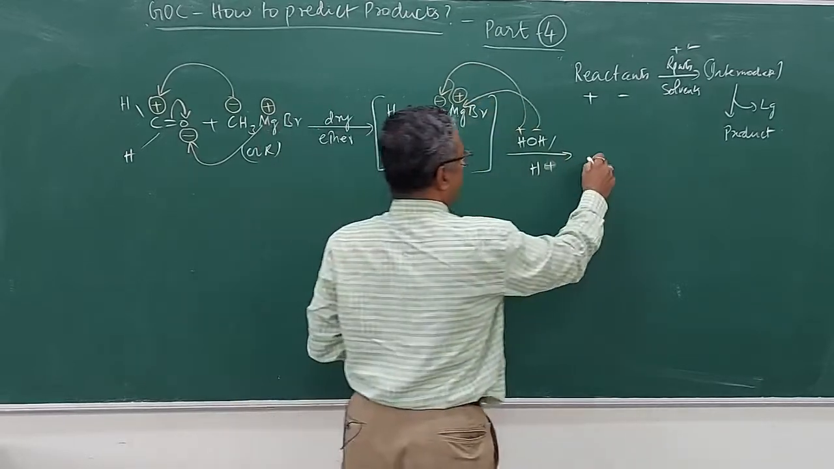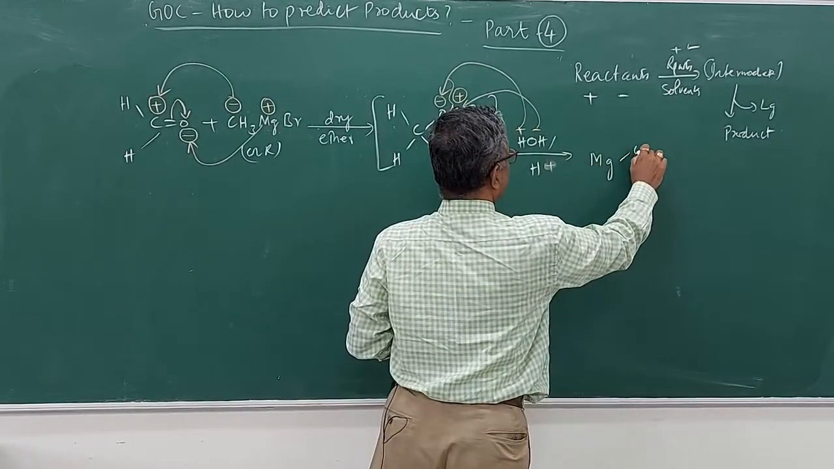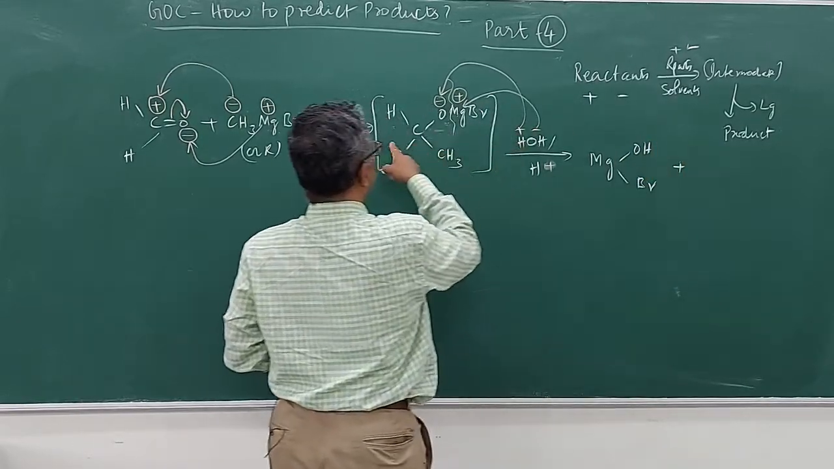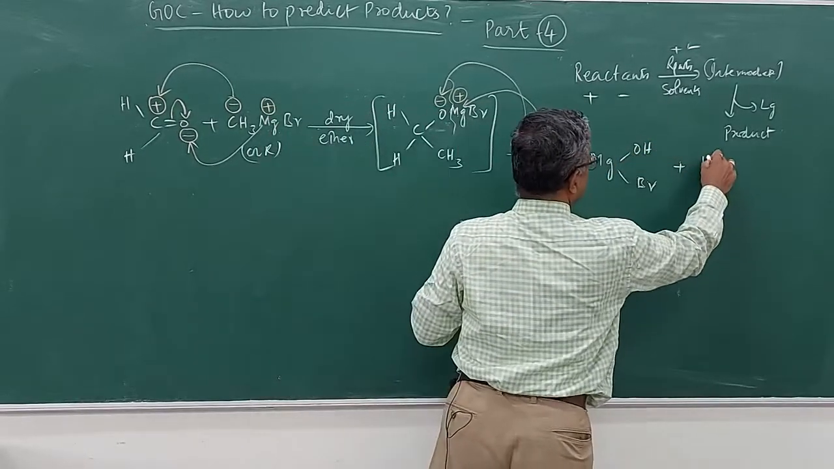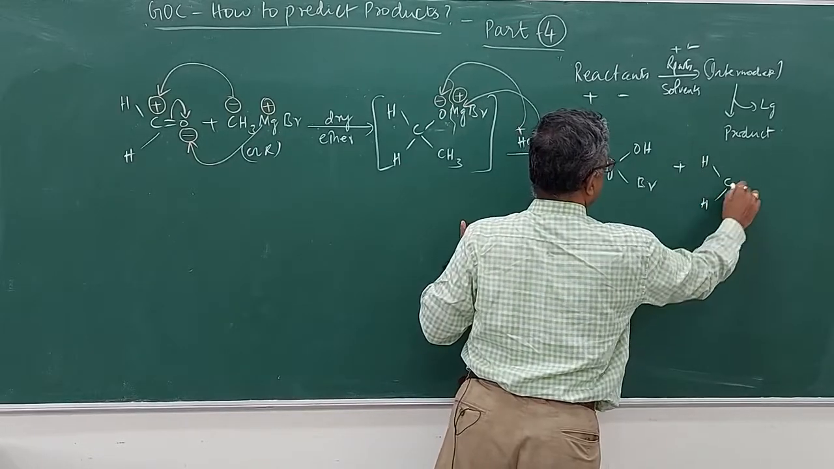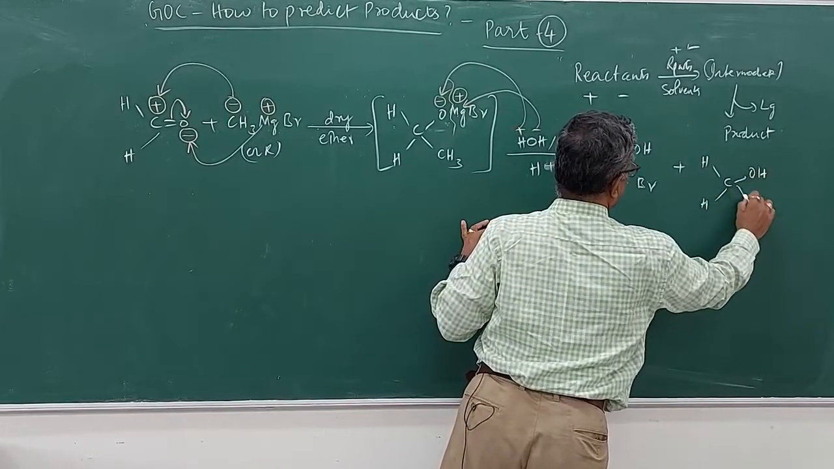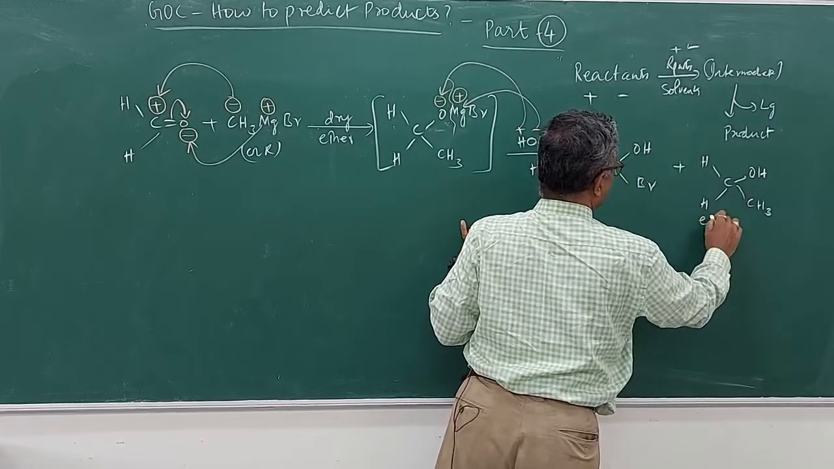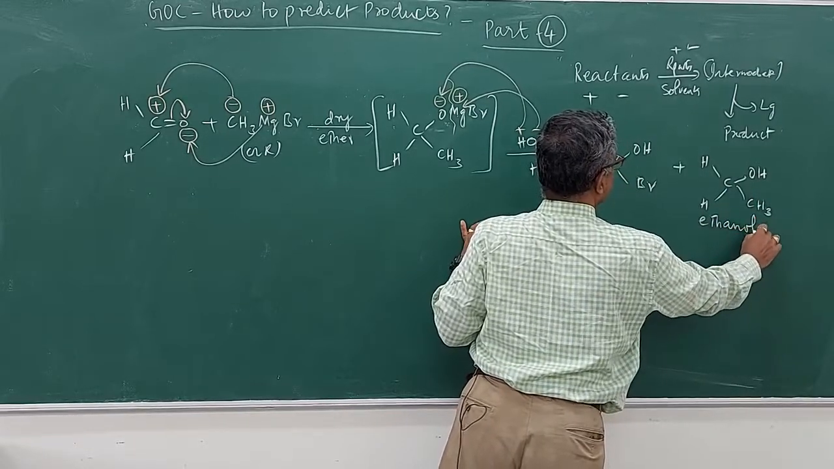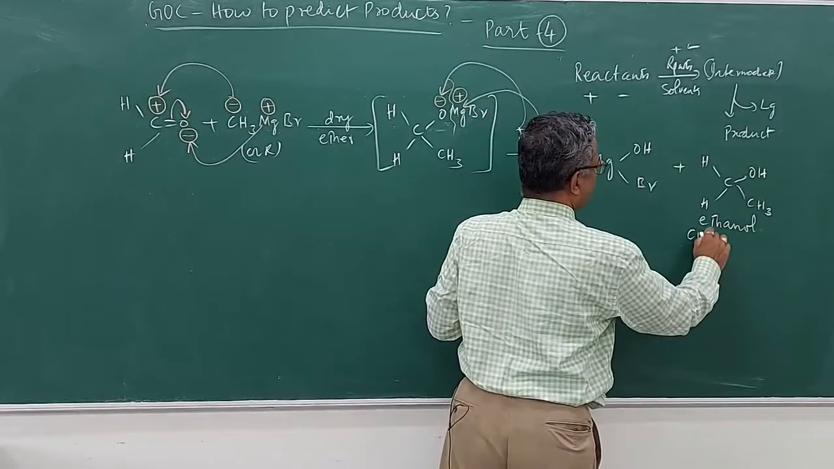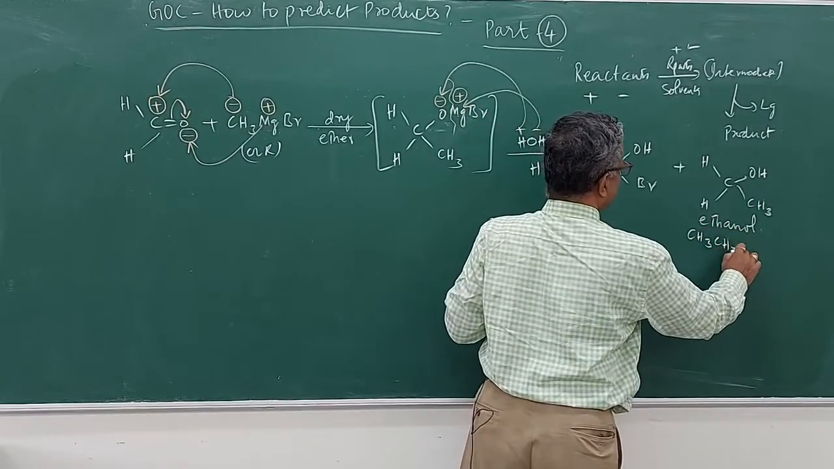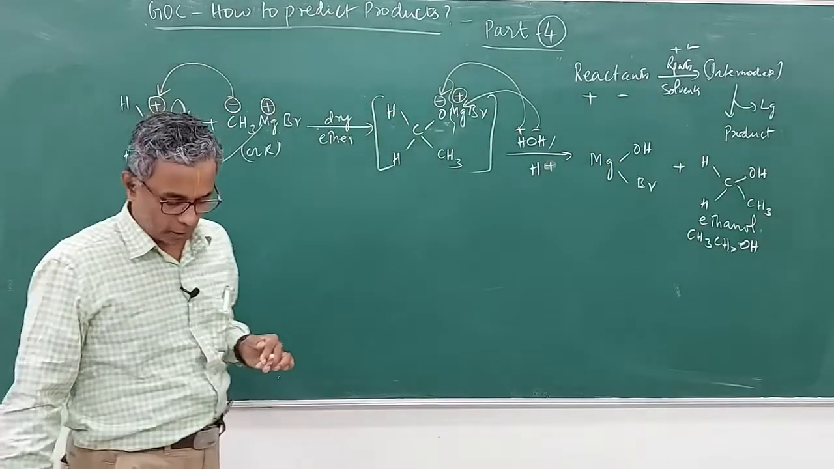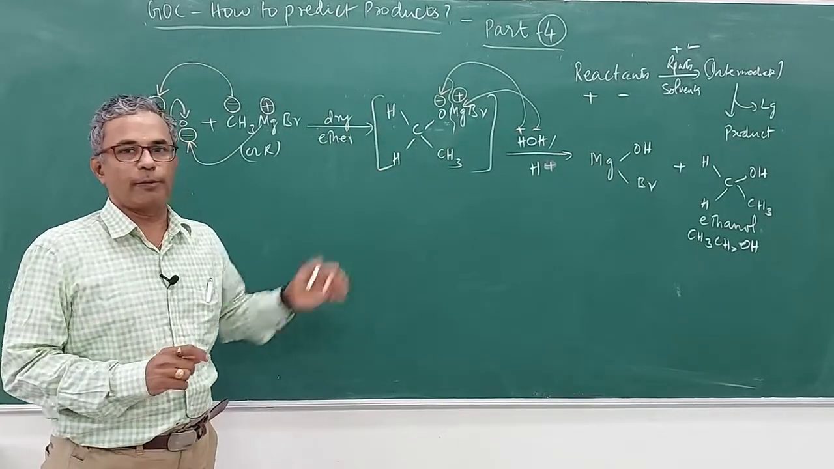So one of the products will be Mg with OH and Br, plus the other product, where you have H, C, H, then OH, and CH3 here. You can see that this is ethanol. If you write it in condensed formula, it will be CH3CH2OH. So ethanol will be the product. This is how you predict the product.